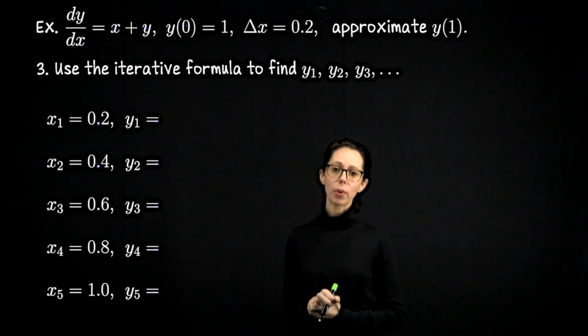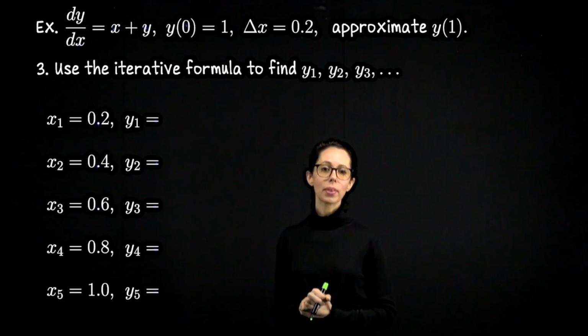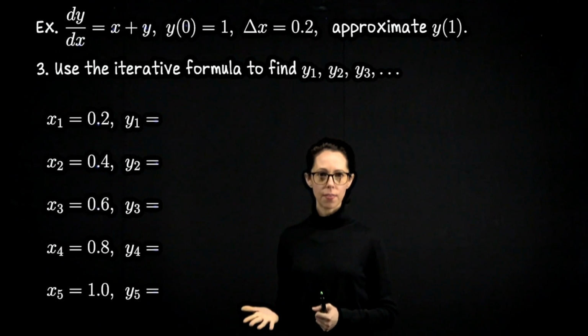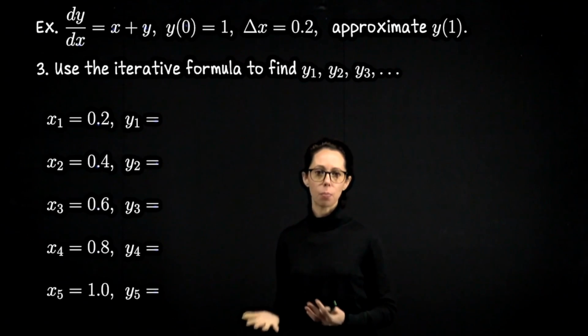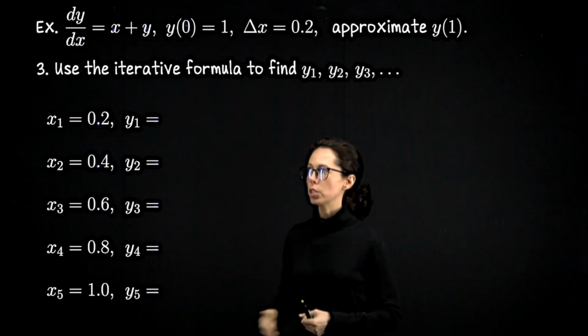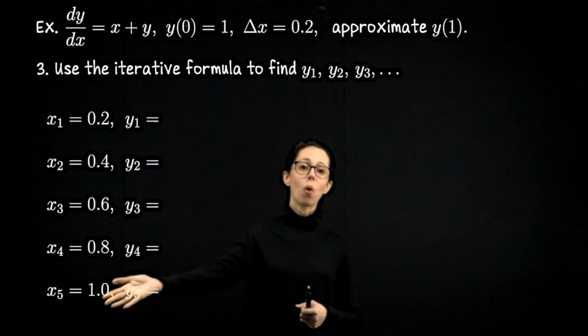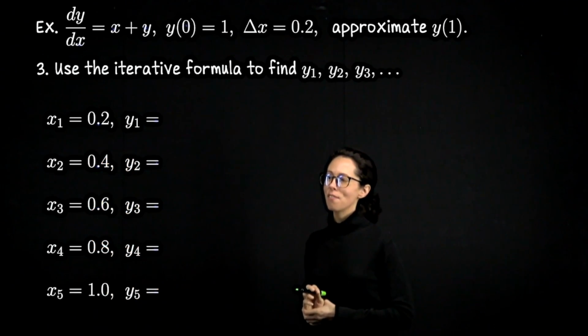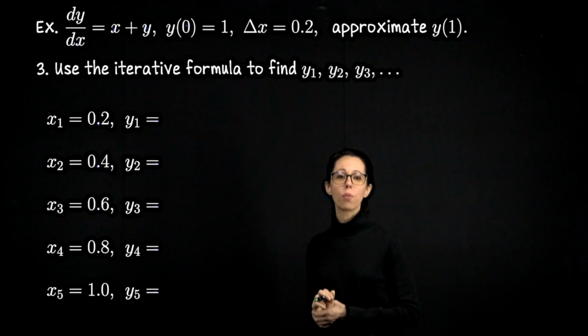Okay, so we started at the point (0, 1), and then we went a step with a step size of 0.2. So the x values that we're going to generate for all of the points that we use to estimate the behavior of our solution are 0.2, 0.4, 0.6, 0.8, and 1. So the x values are easy. For the y values, what we want to use is that formula.